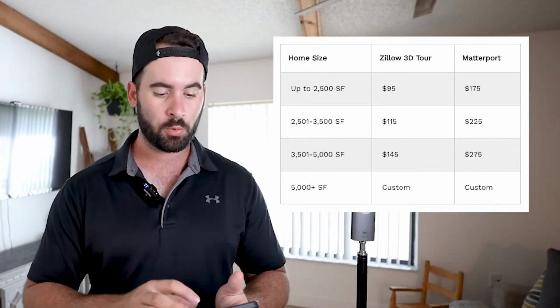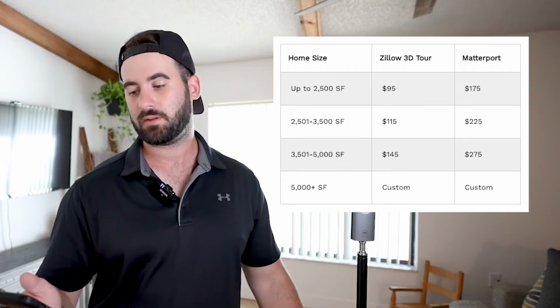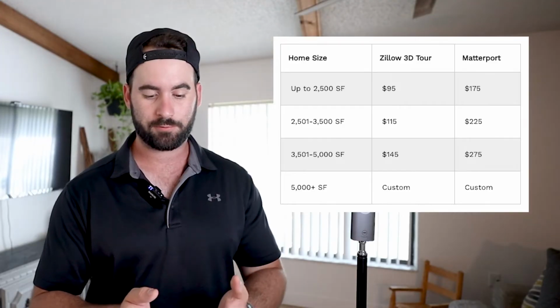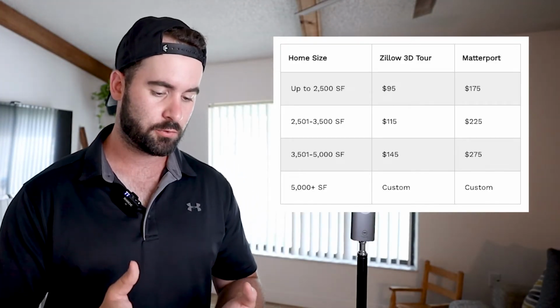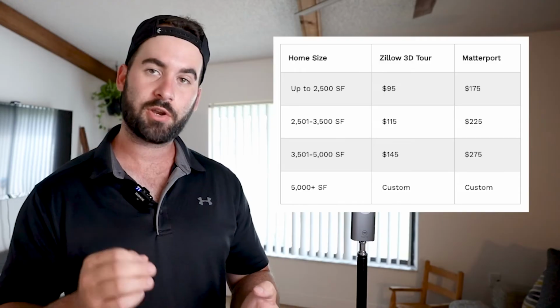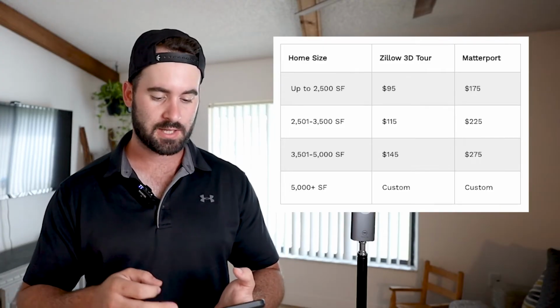So what I do is, up to 2,500 square foot homes, I charge $95 for a Zillow 3D Tour, and I charge $175 for a Matterport Tour. For homes 2,500 to 3,500 square feet, I charge $115 for a Zillow 3D Tour and $225 for a Matterport Tour. For homes 3,500 to 5,000 square feet, I charge $145 for the Zillow Tour, and then $275 for the Matterport Tour.